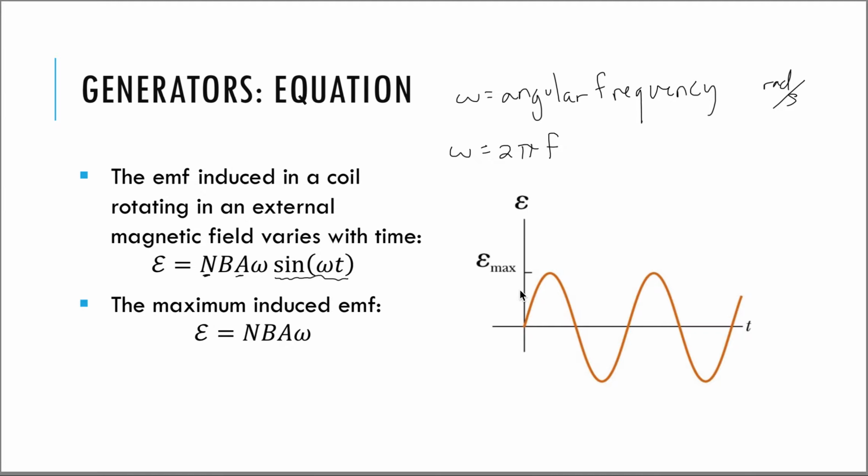So the EMF induced when you have a generator varies like a sine wave. Sometimes you have a lot of EMF induced, sometimes you have no EMF induced, and it keeps cycling due to the rotation of that loop in that magnetic field. If you want to know what's the maximum EMF that can be induced, you just make the sine function equal 1 because that makes it a maximum, and we're left with NBA omega.